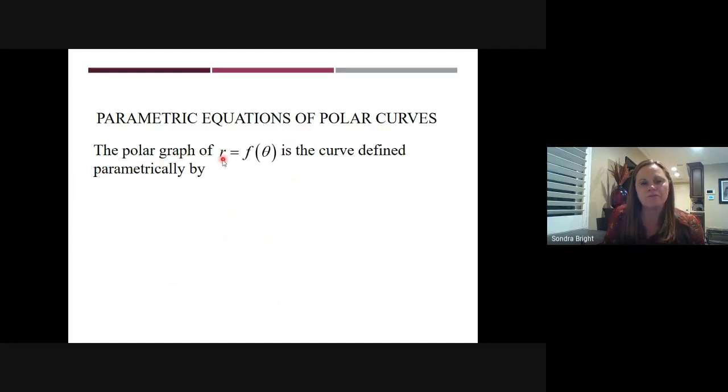The polar graph of r equals f of theta. This means that they will have given you an equation where r equals some function of theta. Like they'll say r equals 4 sine of theta. That's an example of a function of theta, right? So you'll see ones tomorrow like that.